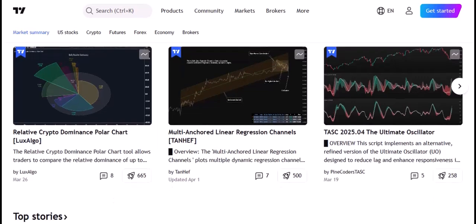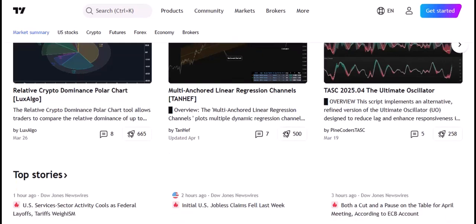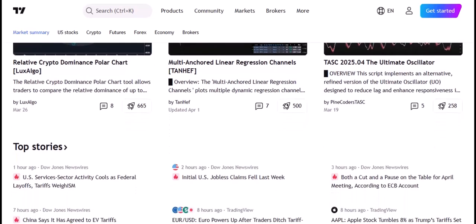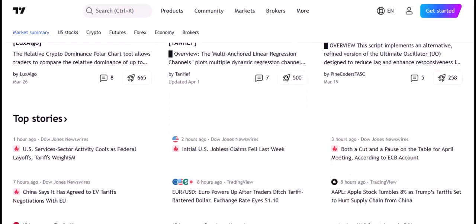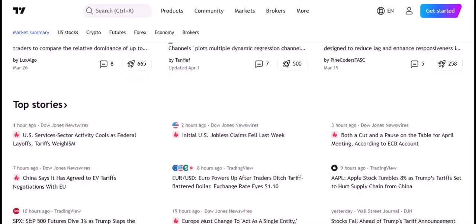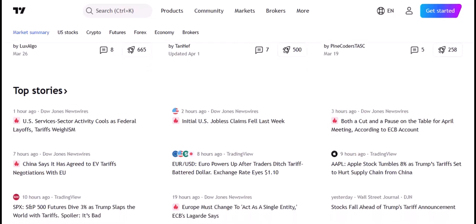Volume indicators, like on-balance volume, OBV, can provide insights into the buying and selling pressure behind price movements. Divergences between price and volume can sometimes signal potential trend reversals. For example, if the price is making new highs but the OBV is not, it could indicate weakening buying pressure.